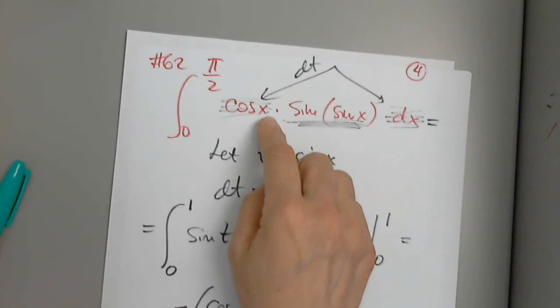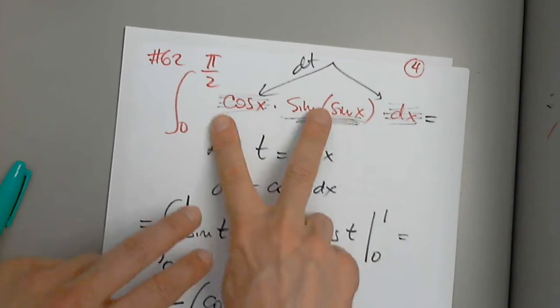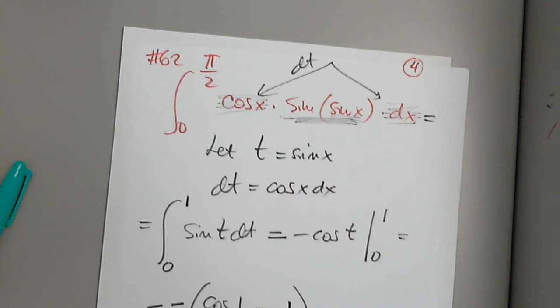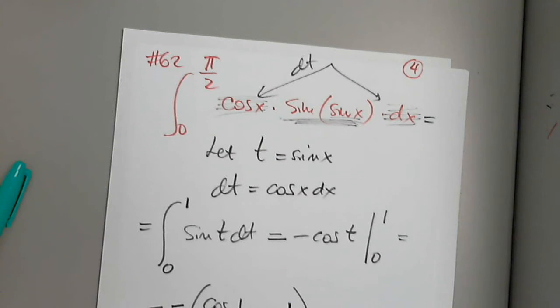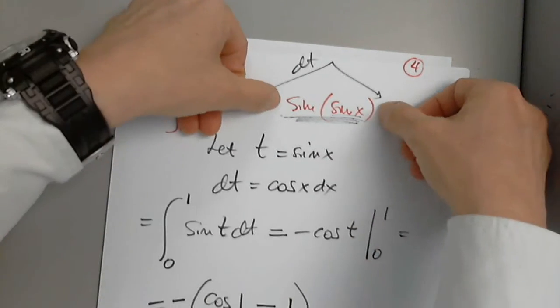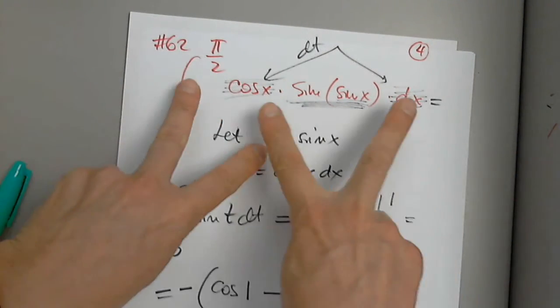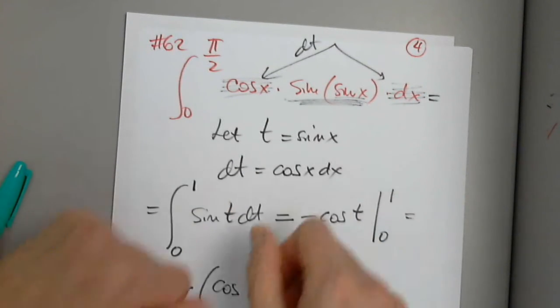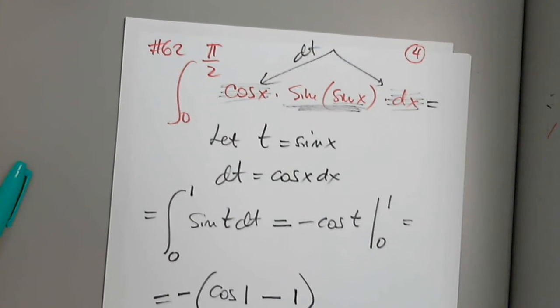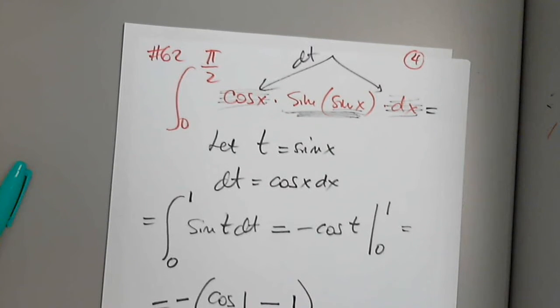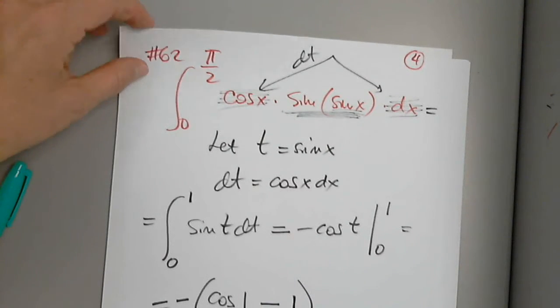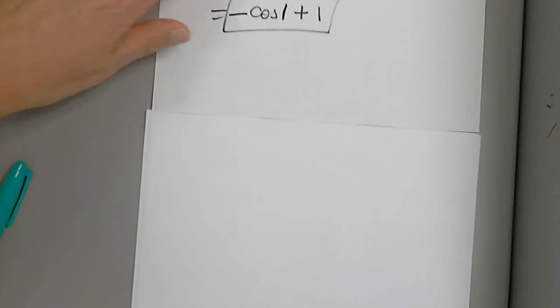I can put dx here. I can put cosine here. I can swap these two. I can do whatever I want because it's a product. So then I put this in front, and then this product is here. Is that better? Perfect.